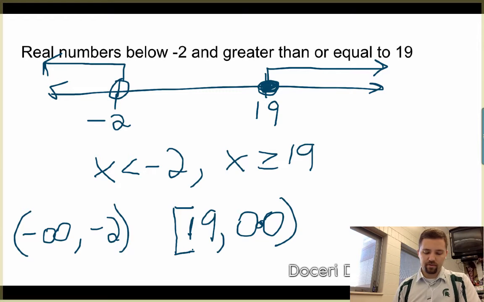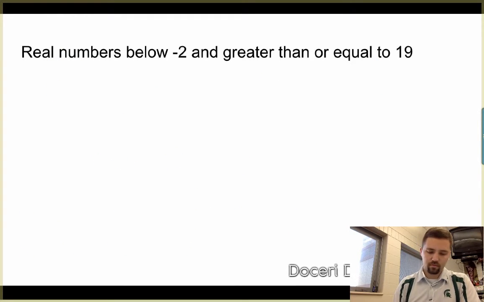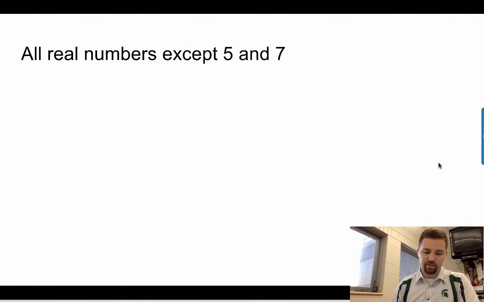Sometimes you might see in math books this symbol here. That means the union of both of those sets. I'm not going to be super picky about using that notation, though. So this is really all I'm looking for in interval notation on this kind of problem. Okay. Let's try the last example here. All real numbers except 5 and 7.